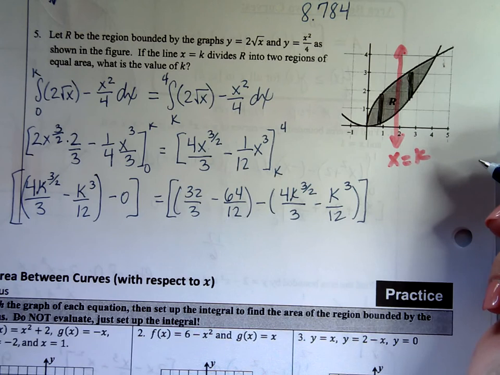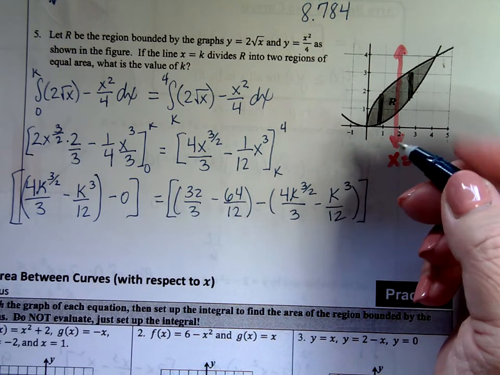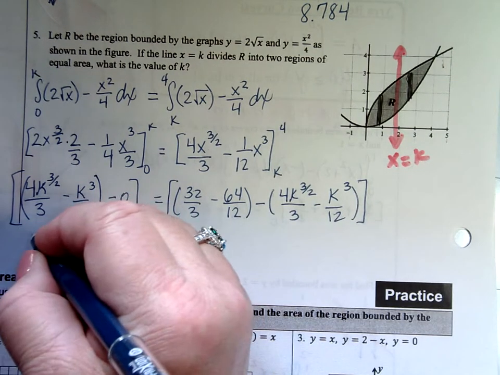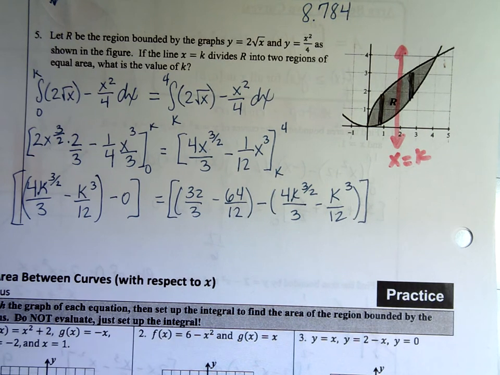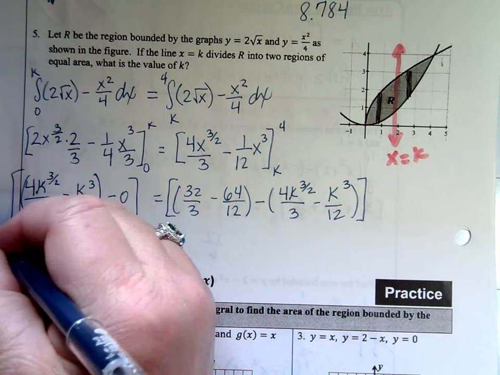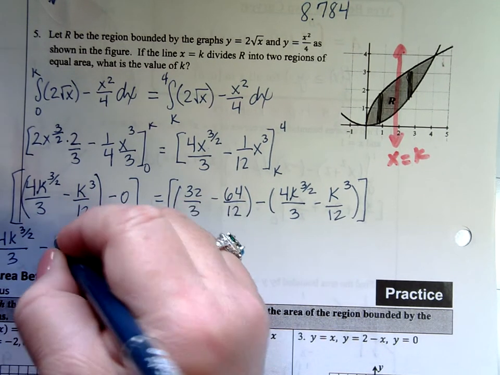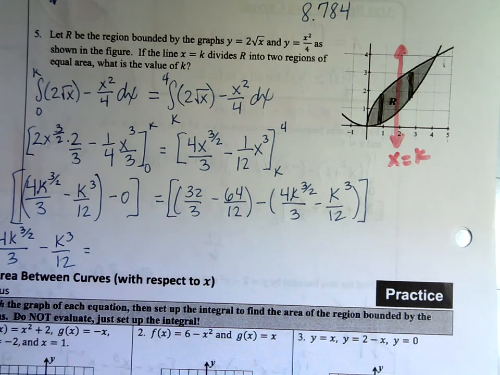Your job is to solve for k. And you're like, what on earth is this? So if I look at this, I'm afraid I'm going to run out of space here. If I take and simplify this stuff a little bit better, since I know I'm going to need my calculator, I have 4k to the 3 halves over 3 minus k cubed over 12, forget about the 0, equals. All right, let's see if I can calculate this out fast here.